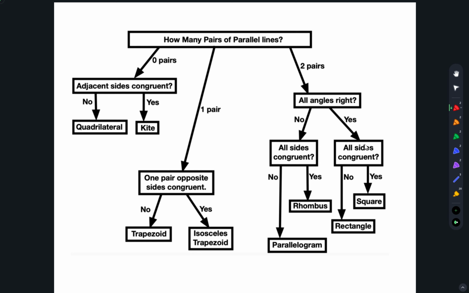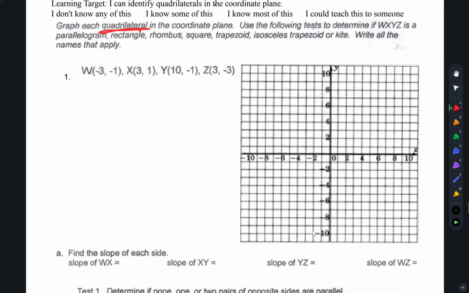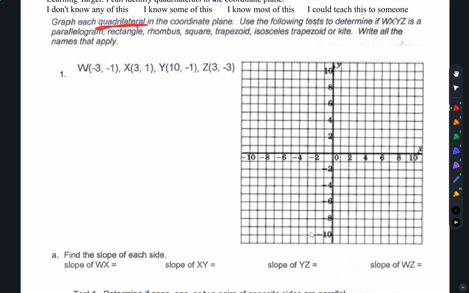Once I figure out how many pairs of parallel sides I have, then what am I trying to determine next to continue breaking down what that shape is? So number one, at its core, I know that this is a quadrilateral. That's told to me in the beginning. I know it has four sides. Let's go ahead and plot this. So I have W, X, Y, Z: (-3, -1), (3, 1), (10, -1), and (3, -3).